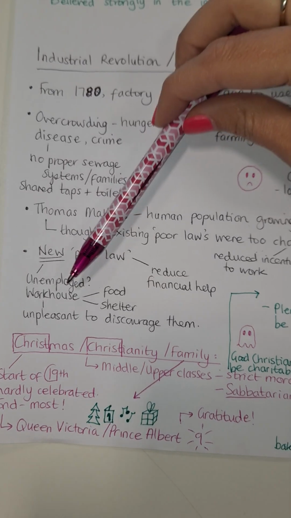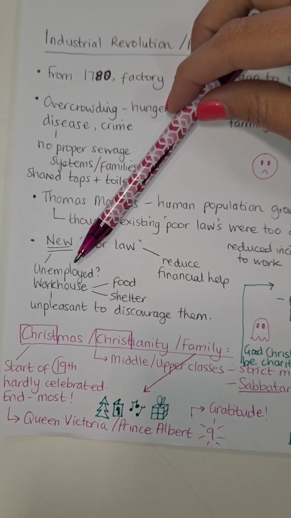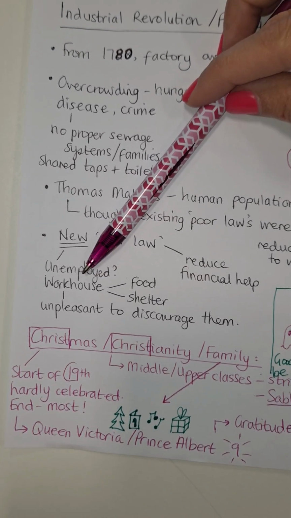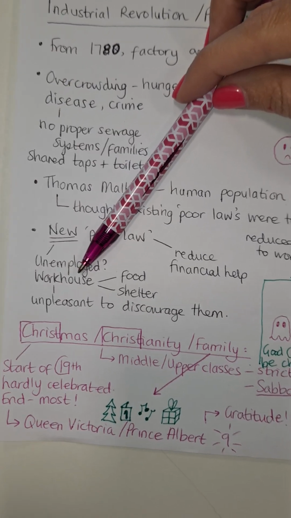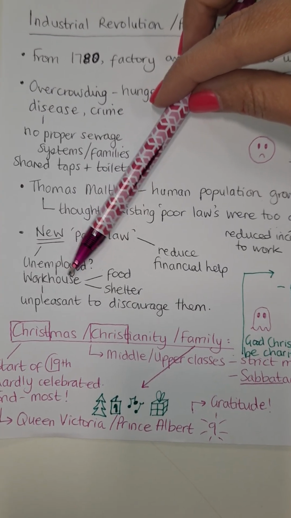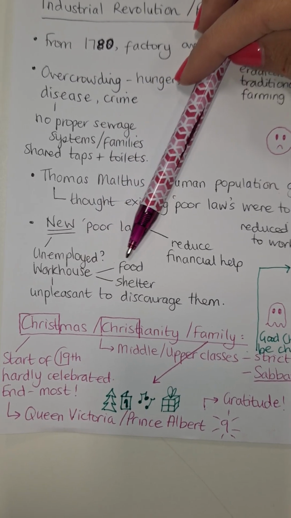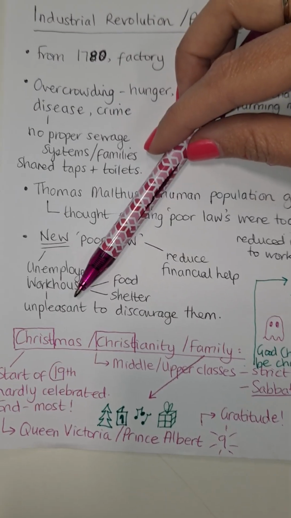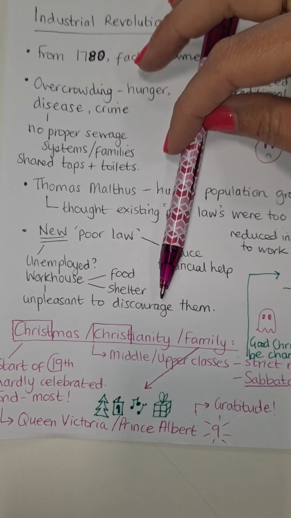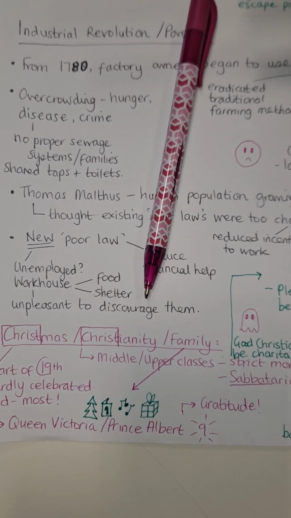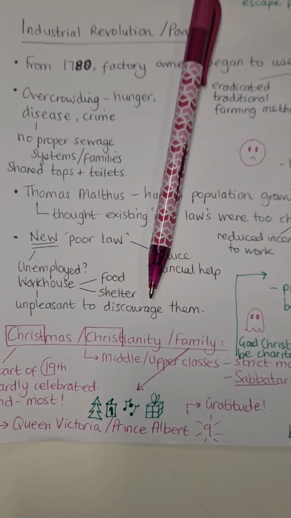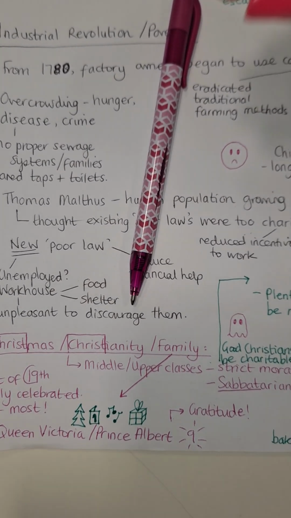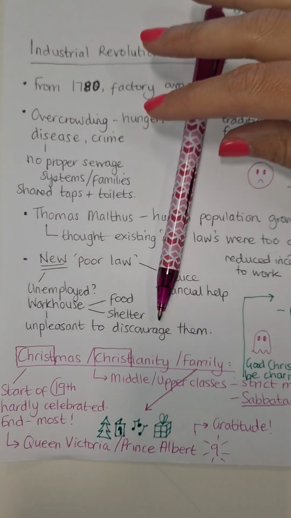The new poor law meant that if you were unemployed, you were assigned to live and work in a workhouse. If you became part of that workhouse, you would be provided with food and shelter, but they made it deliberately very unpleasant because they didn't want them to avoid society and not get a job and take part in society again. They wanted to discourage it.